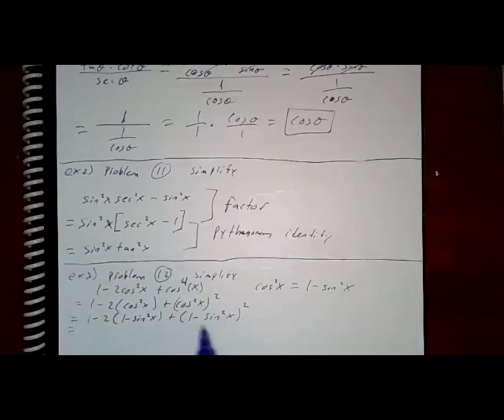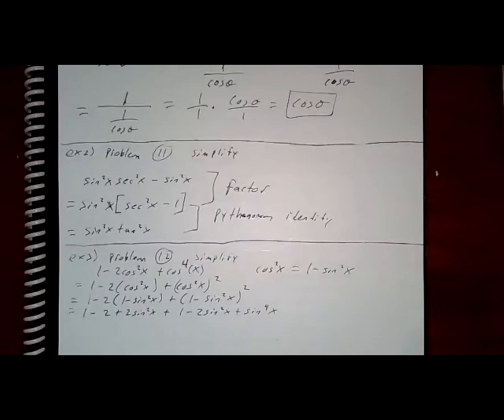If I distribute this and this guy, I'll get 1 minus 2 plus 2 sine squared x plus, distribute this out, multiply everything out, you'll get 1 minus 2 sine squared x plus sine to the 4th x. It's doing FOIL or multiplication, whatever you want to call it. You're going to get this, right? You guys cool with this algebra so far? All right, distribute the 2 on both of these. Multiply this twice. Then you get these 3 terms.